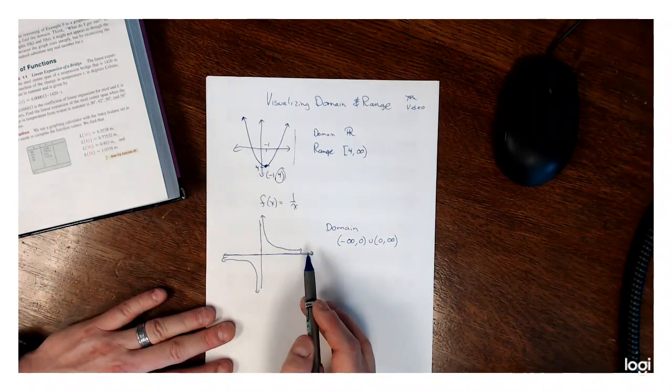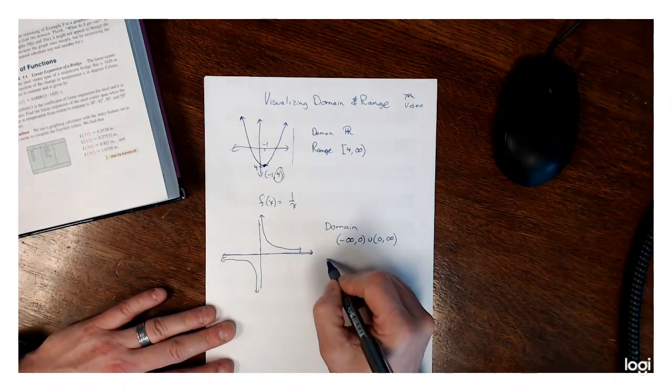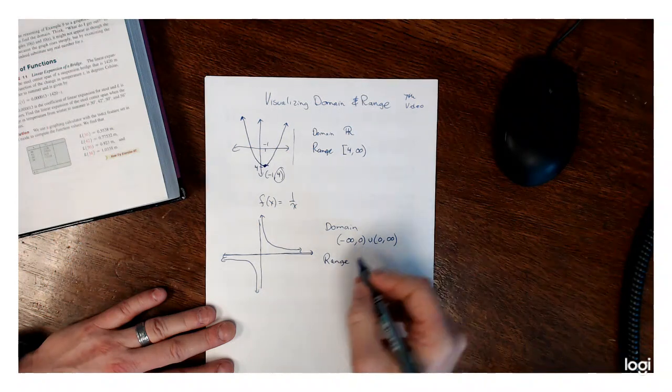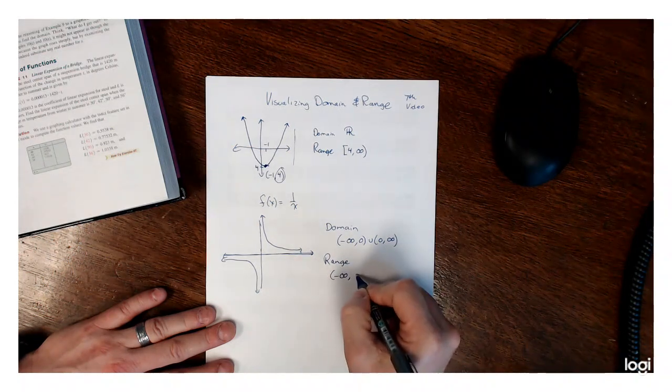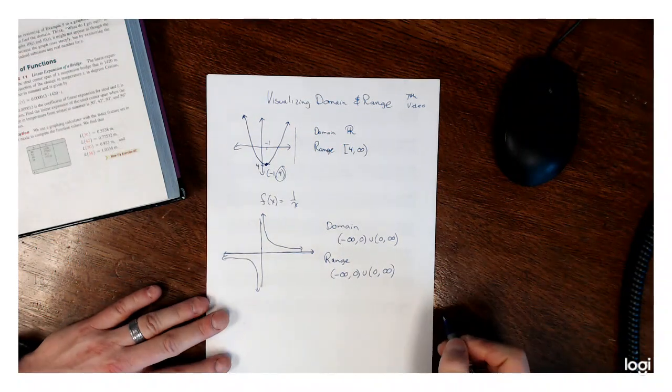Now you may think, well, maybe it does cross it. I would indicate whether it crossed or not by this graph that I have here. So I'm going to make my range from negative infinity to 0 in union with 0 to positive infinity.